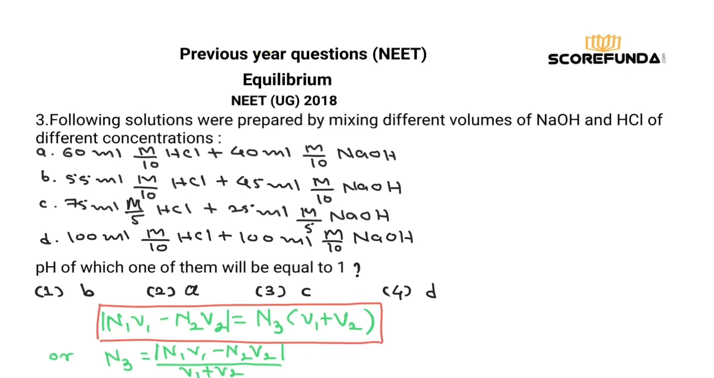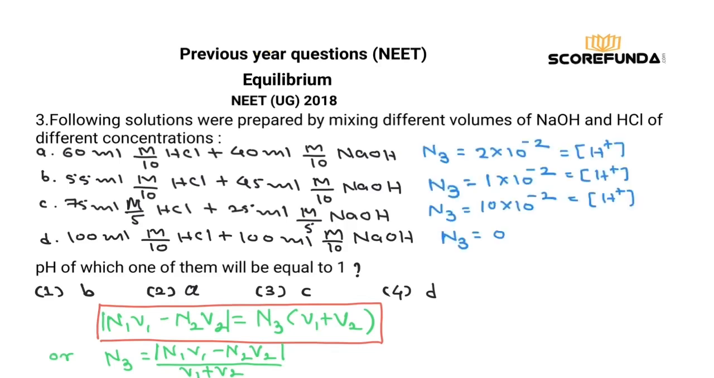अब हर एक को अगर सपोज हम लोग फॉर्मूला लगाते हैं तो क्या वैल्यूज निकलता है? तो A के लिए कंसंट्रेशन ऑफ H प्लस निकलेगा 2 इंटू 10 टू द पावर -2, क्योंकि इसमें HCl ज़्यादा है, सभी में HCl ज़्यादा है, सिर्फ लास्ट वाले में D में जो है दे आर इक्वल, सो देन इट बिकम्स 0. B में H प्लस निकलेगा 1 इंटू 10 टू द पावर -2, C में निकलेगा 10 इंटू 10 टू द पावर -2, और N3 विल बी इक्वल टू 0 इन D ऑप्शन.